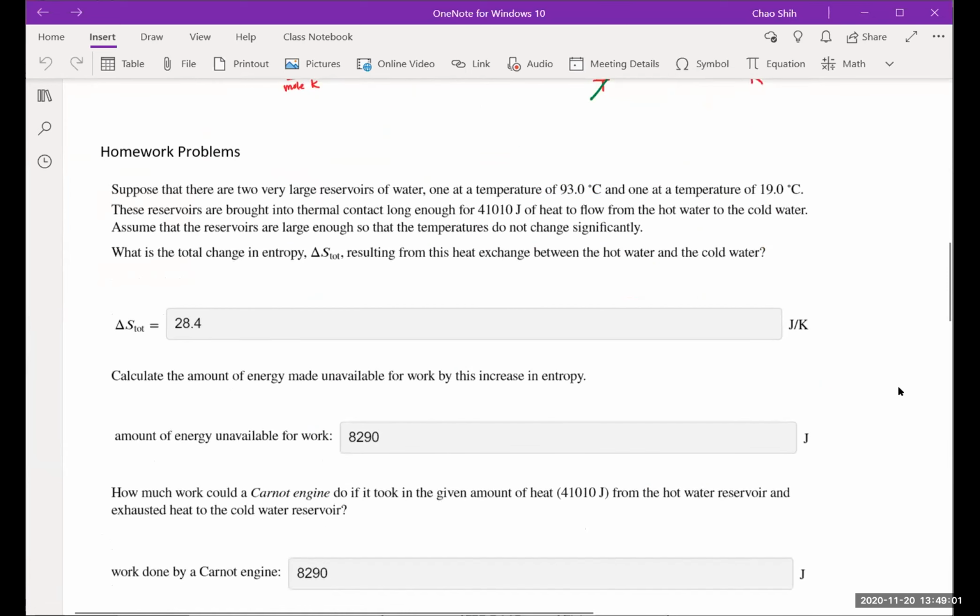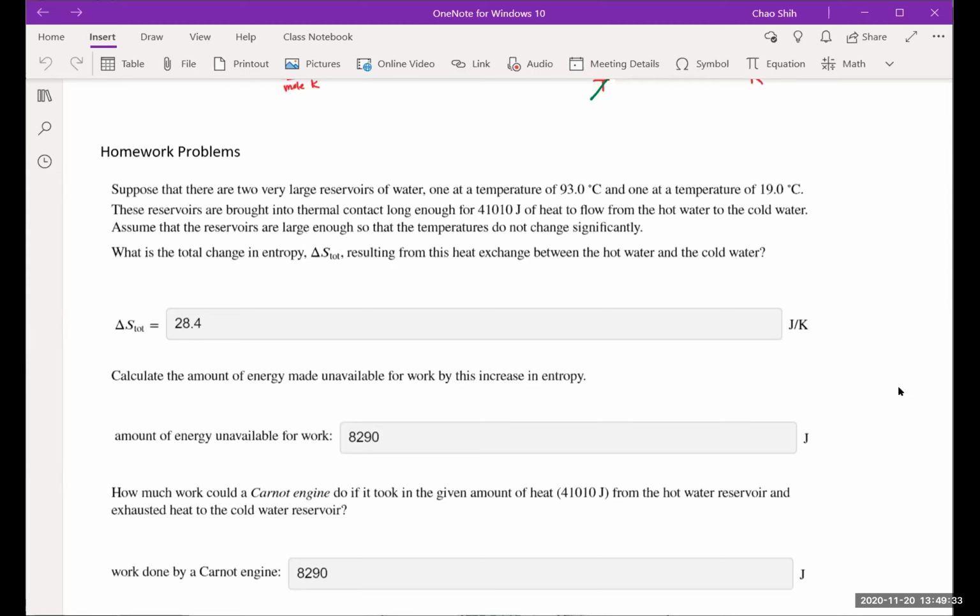The last one here is one of the homework problems. If you work on the homework problem, this one is a little bit complicated. The number that you get from the homework will be different from the number that I show you here. I just want to give you an idea how you do the calculation for this case. Suppose that you have two large reservoirs of water, one at 93 degrees Celsius, one at 19 degrees Celsius.